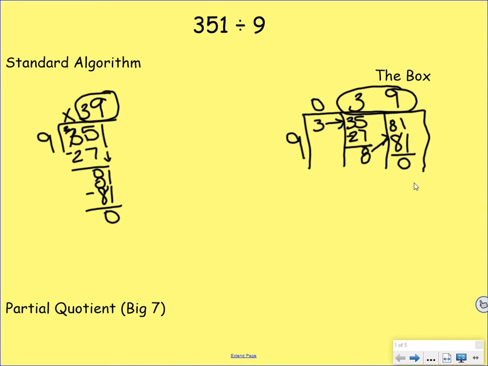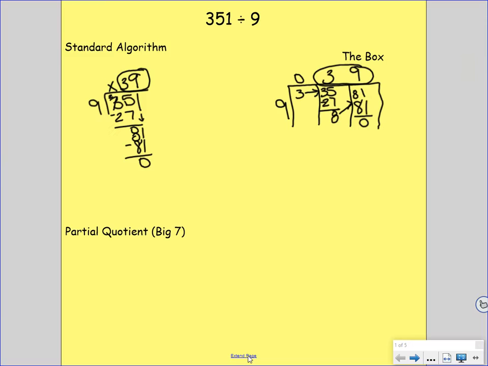So kids like this one because it helps to split up their digits. Instead of having to bring it down, you slide it over. So that's a strategy you can try. And then finally, we have the partial quotient, which is the proper name. But I like to call this strategy the big 7 because you start off with a big 7. That's a horrible line. Anyway, I'm having 351 and I'm dividing it by 9, just like all the other times.